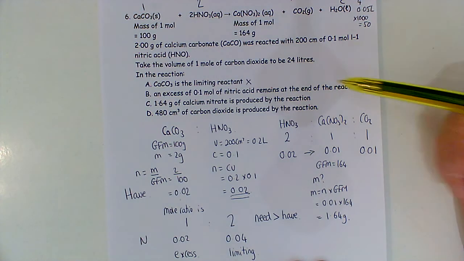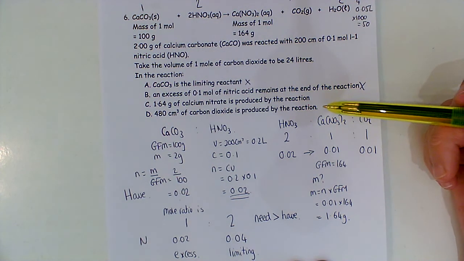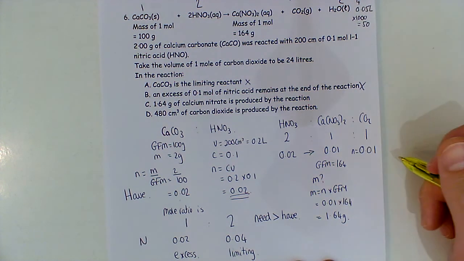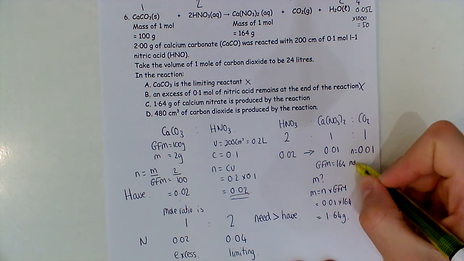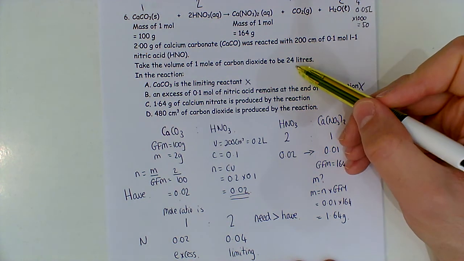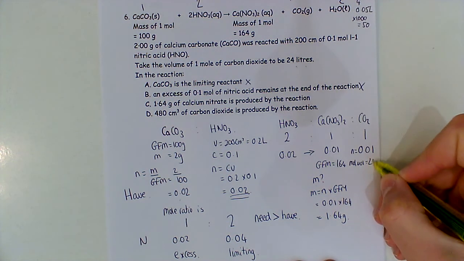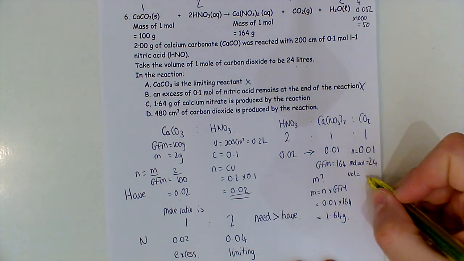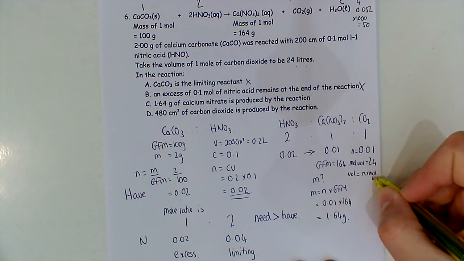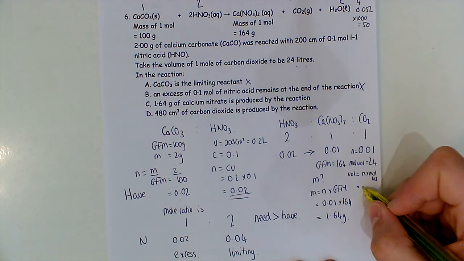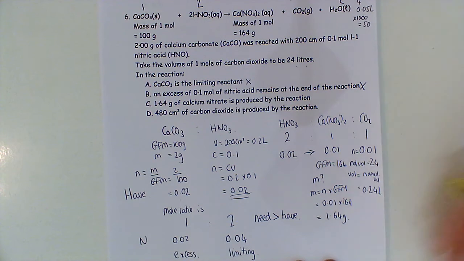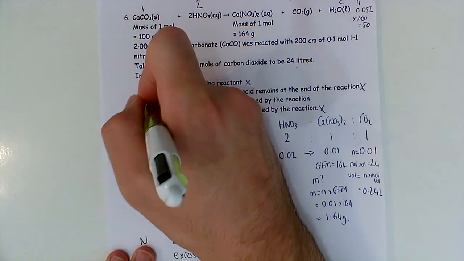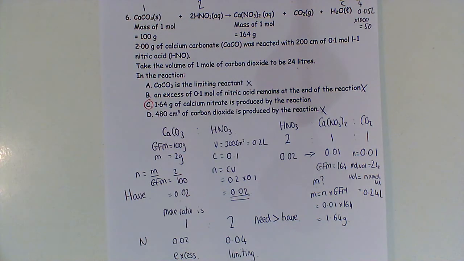Let's just double check the last one. 480 centimetres cubed of carbon dioxide is produced by the reaction. Well, that's my number of moles. And molar volume is here, 24 litres for 1 mole. So when we multiply to give volume equals n times molar volume, it's going to be 0.24 litres, which is 240 centimetres cubed. So that one is wrong. And so definitely C is our confirmed answer.